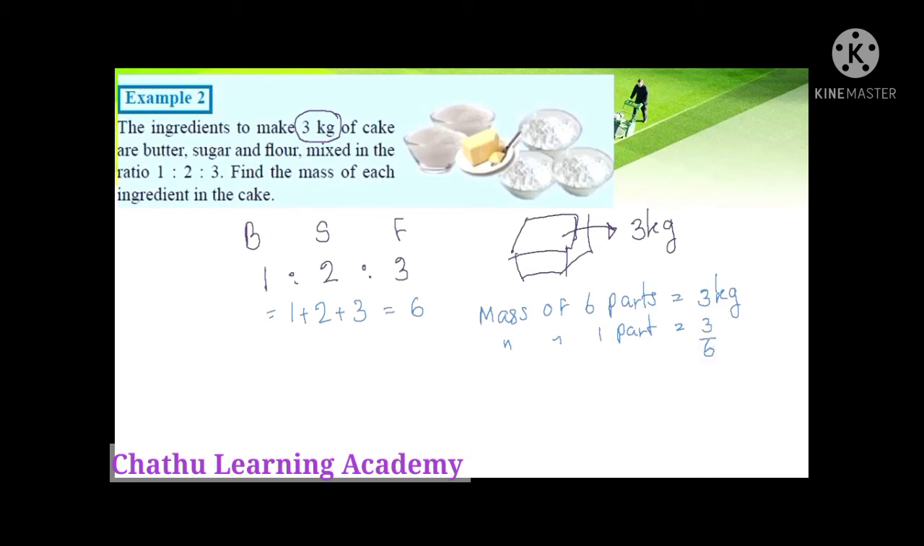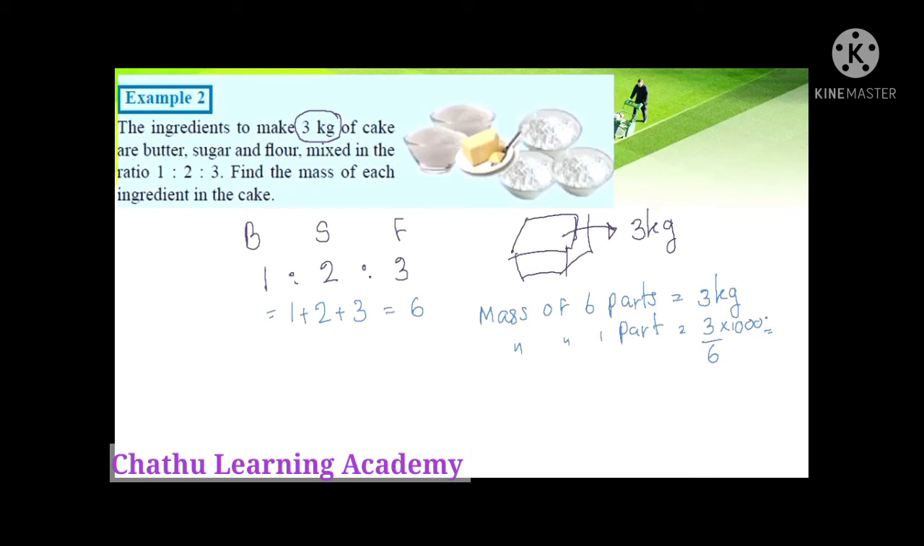Now here, since dividing this gives a fraction, it is easier for you if you convert this into grams and divide. Then what we want to do here? We want to multiply this 3 by 1000. Then 3000 divided by 6.